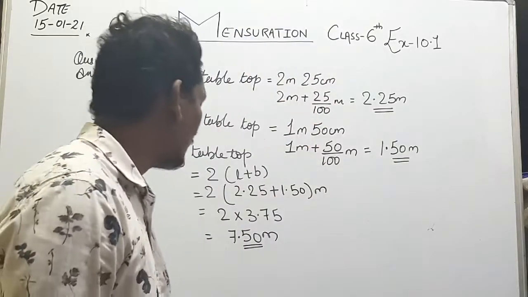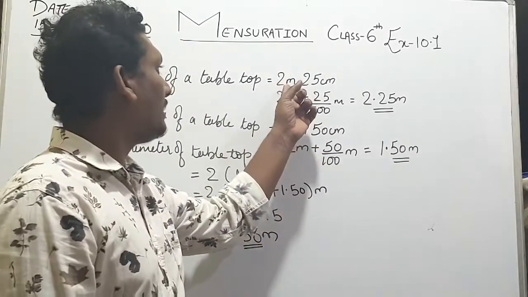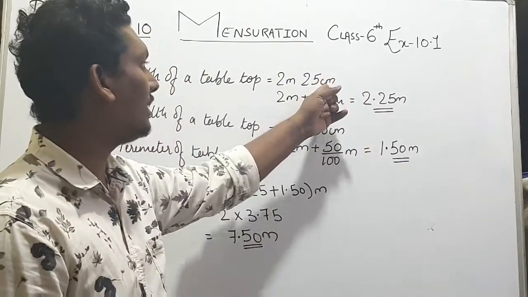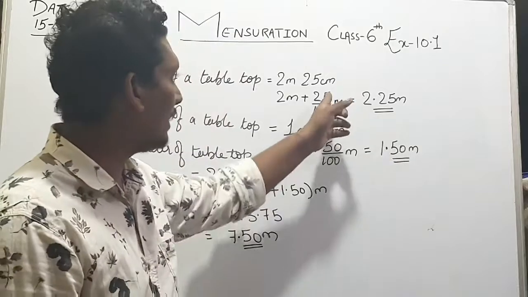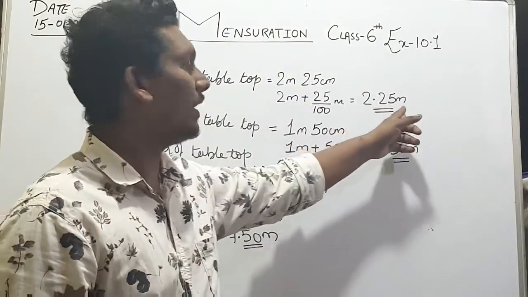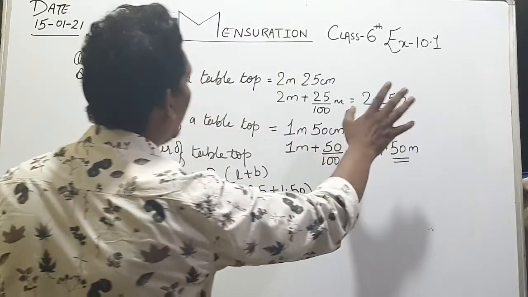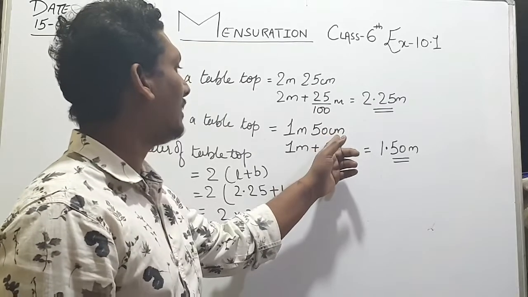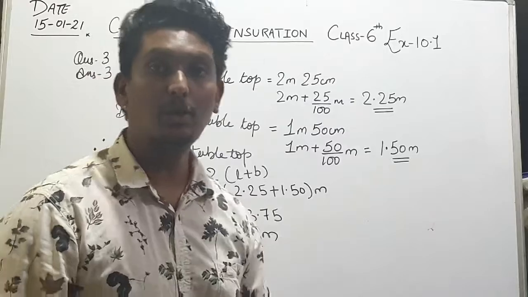First, if you see the measurement, one is in meter, another is in centimeter. So we are going to convert this centimeter into meter. Just divide by 100. Only this 25, so the final answer will be 2.25 meter. So the length of the tabletop is 2.25 meter. Come to the breadth. Same problem is here also. 50 is in centimeter, 1 is in meter. So 50 by 100, that is 1.50 meter.